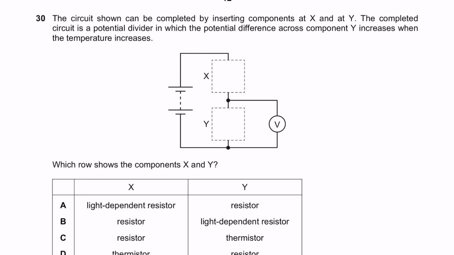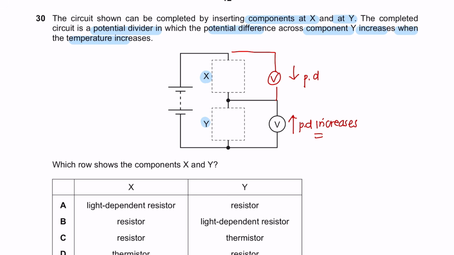Question 30. The circuit shown can be completed by inserting a component at X over here and at Y here. The completed circuit is a potential divider in which the potential difference across component Y increases when the temperature increases. This means that the potential difference across component X should decrease. When temperature increases, its resistance increases, causing the potential difference to also increase. However, across component Y, the potential difference decreased, meaning that the resistance decreased.